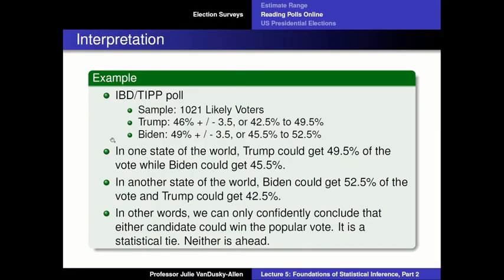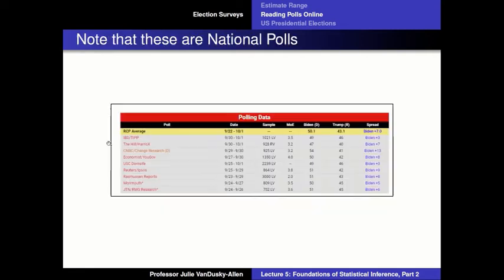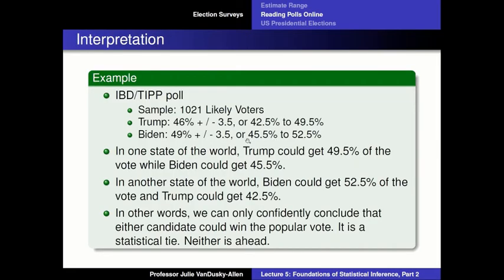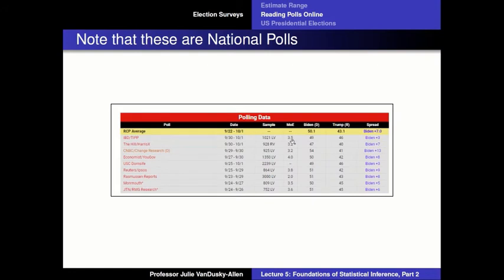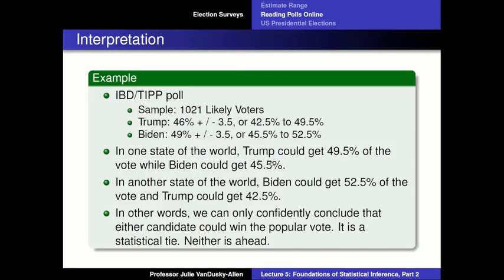So for the IBD-TIPP poll, like I said, there are 1,021 likely voters in the sample. And for the results for Trump, it's 46 plus or minus 3.5. And for Biden, it's 49 plus or minus 3.5. So we could say Trump could get anywhere between 42.5% of the vote to 49.5% of the vote, and Biden can get anywhere between 45.5% of the vote to 52.5% of the vote.